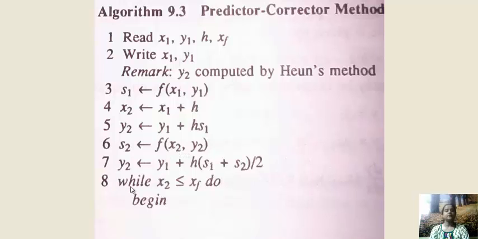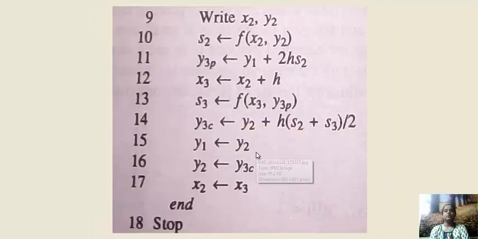Now we will begin a while loop. The while loop has the condition that x2 remains less than or equal to xf. xf is the last value till when we have to examine x. So till x2 remains less than or equal to xf, what will we do? Let's see. We will write x2, y2 that we have computed, and y2 corrected will be written here. Now again, with the help of this y2 corrected, we will again compute s2.